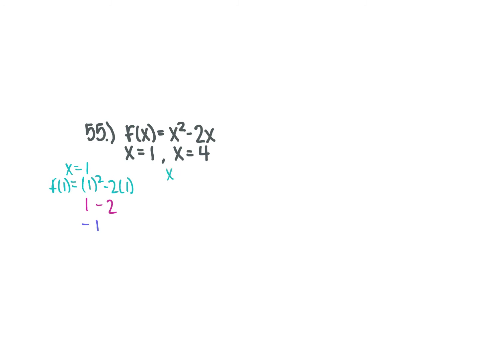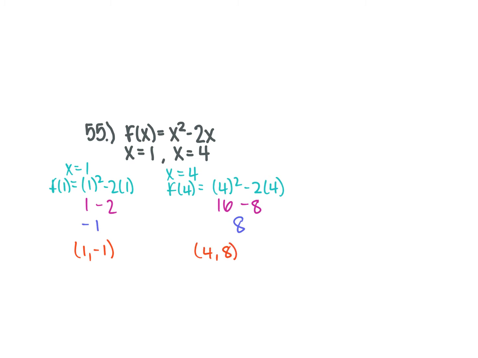You also need to find when x is 4 what y is. So we're going to find f of 4. So it's going to be 4 squared minus 2 times 4. The 4 squared is 16. The -2 times 4 is -8. So 16 minus 8 is 8. This now gives us the ordered pairs of 1, -1, as well as 4, 8.